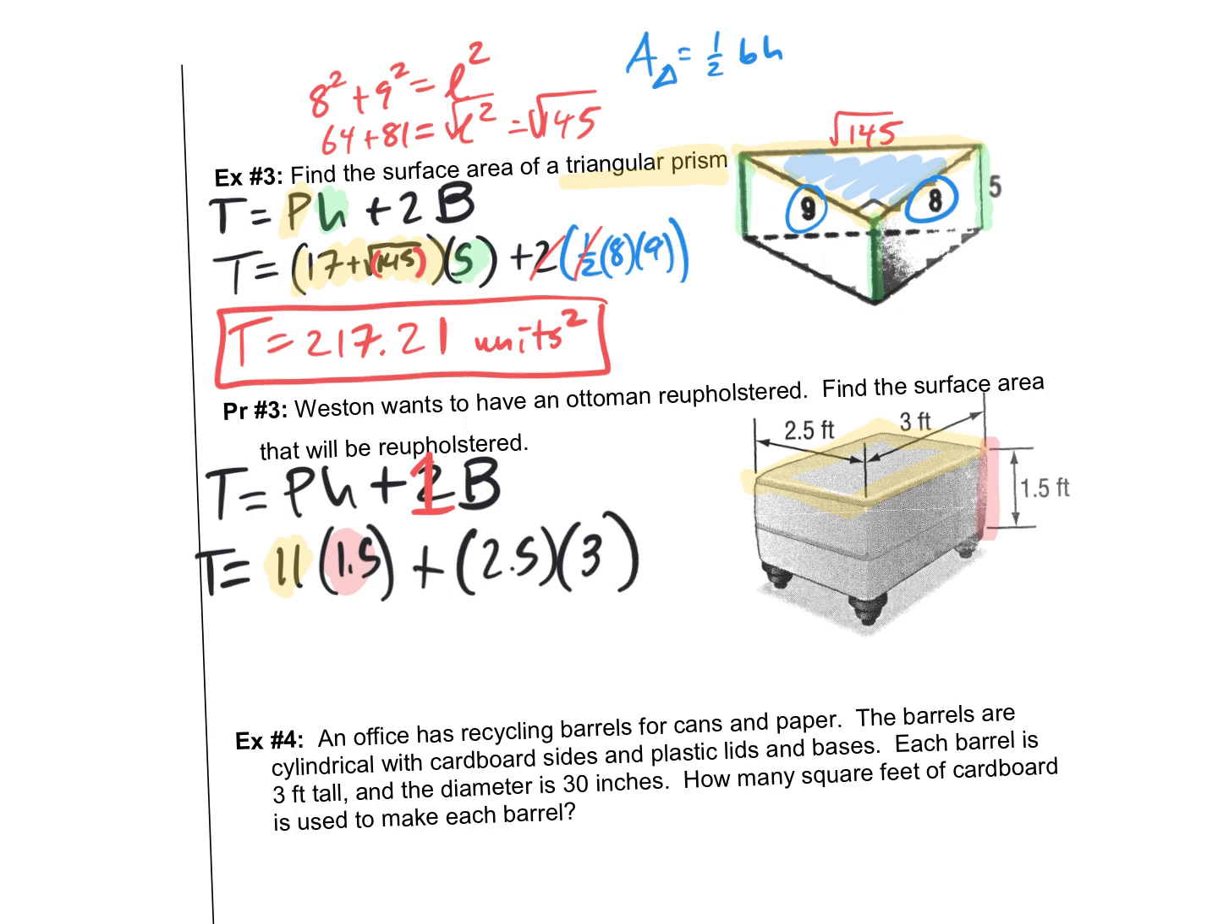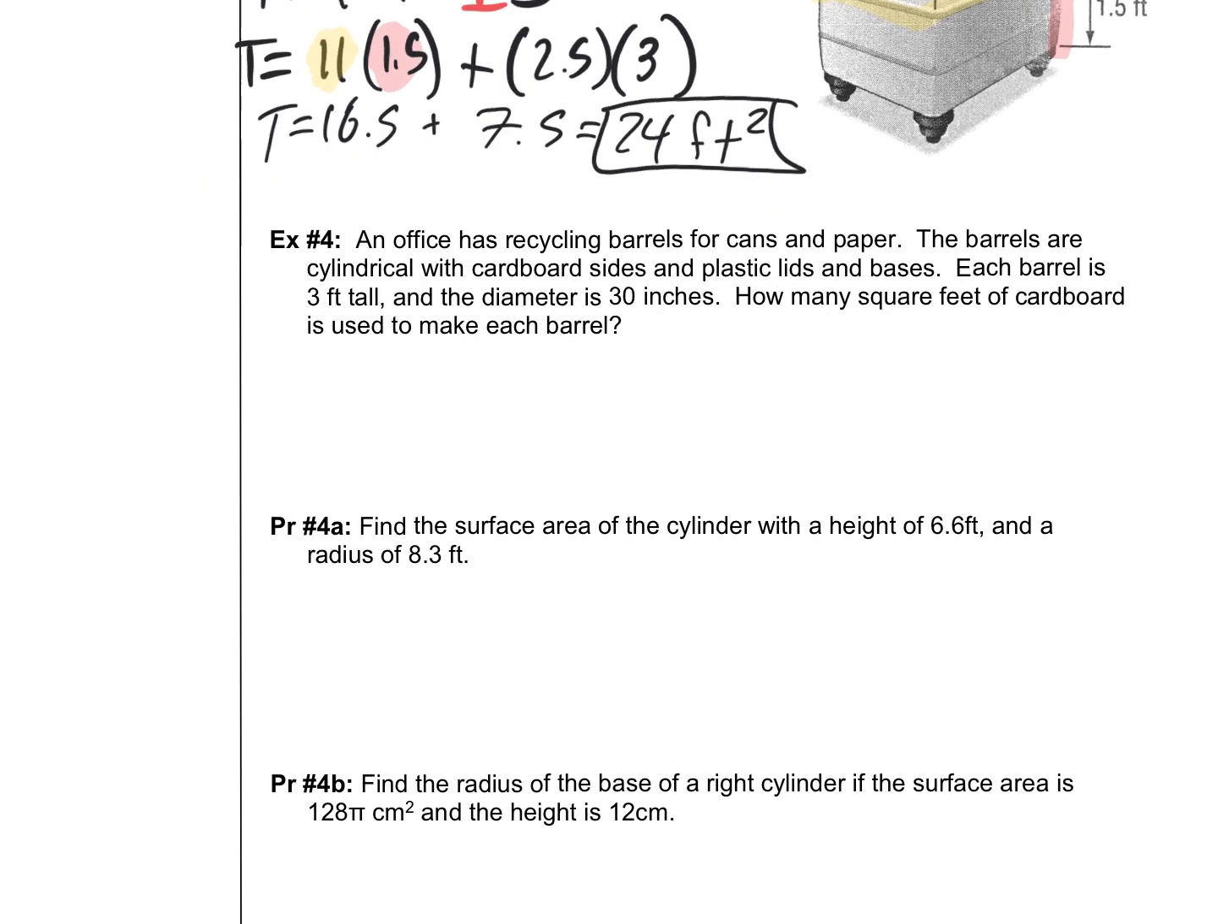All right, and we can use a calculator for this, which I would like to do because you got decimals involved. You don't have to, but it just makes your life easier. So when I plug this in the calculator, I get 16.5. You could kind of do that in your head because 1.5 of 11 would be 11 plus half of 11. So 11 plus 5.5 is 16.5. 2.5 times 3 is 7.5. Add those together, you get 24 feet. And these are all in feet, so your area is going to be square feet. There you go.